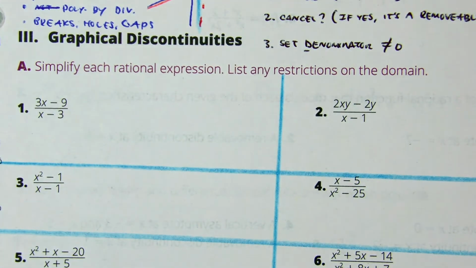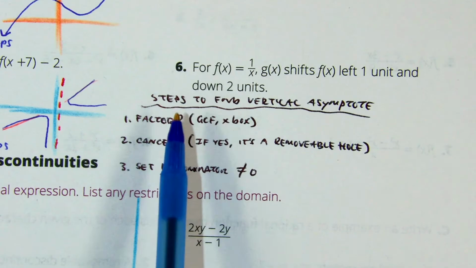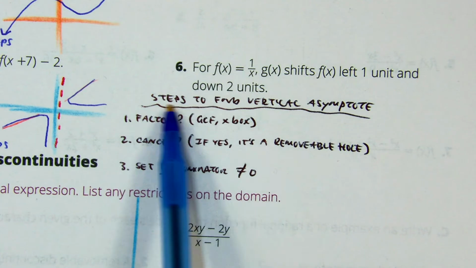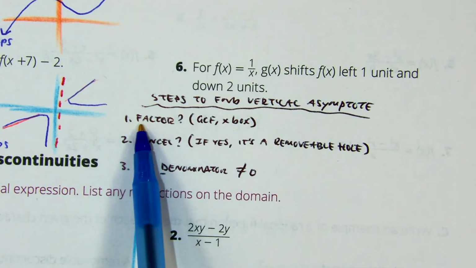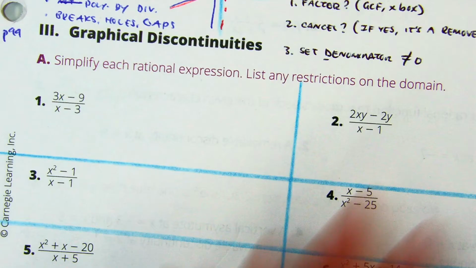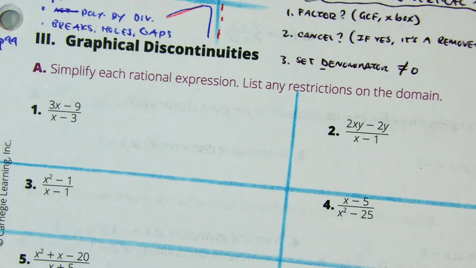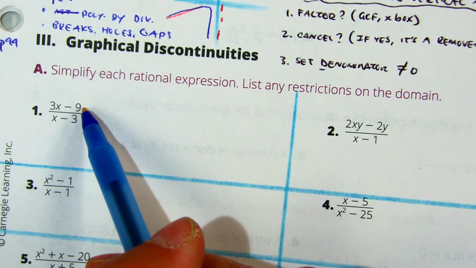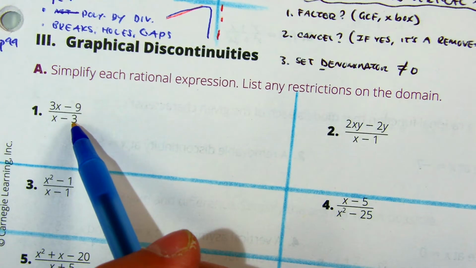Alright, the first question I have to ask is, what is the domain? To find either the restrictions on the domain or a vertical asymptote, we have to figure out if it's factored. Alright, with your partner, take 10 seconds, point to the numerator and denominator, and determine if it is factored or not. Class, yes or no, is this one factored? No. Is this one factored? Yes.